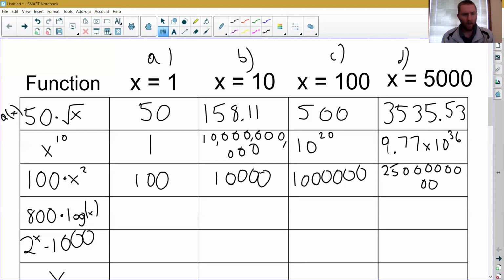All right, if I go to 800 times the log of x, if I do the log of 1 on my calculator, I actually get 0, right? The log of 1 is 0 because 10 to the 0 power is 1. So 800 times 0, this one's actually 0, so it starts out at 0. Then I go to log of 10, this one's going to get to 800. And then log of 100, this is going to get to 1,600.